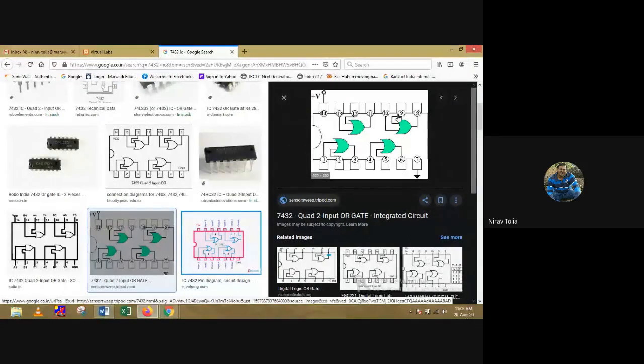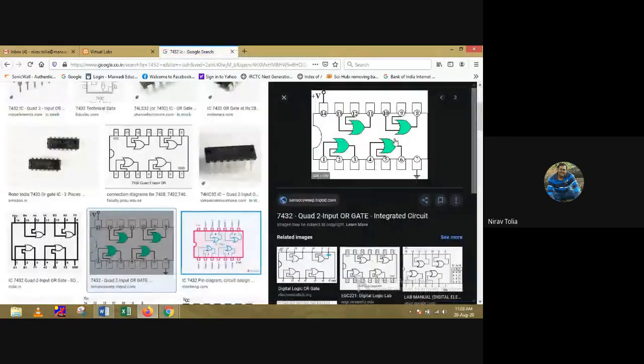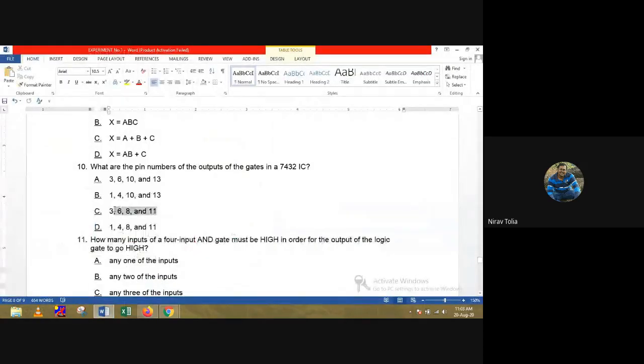Which pins are connected with the output? Here we have pin number 3, pin number 6 which is connected with the output, pin number 8 which is connected with the output, and pin number 11 which is connected with the output. So 3, 6, 8, 11 is the answer. So the answer is C: 3, 6, 8, and 11.